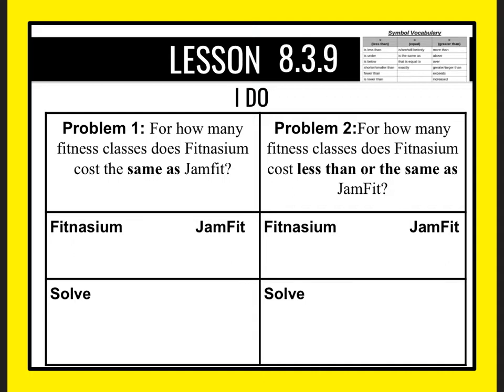So we're going to continue with the same as. So let's go write our Fitnasium. Our Fitnasium charged no registration fee, but they charged $8 per fitness class. So my fitness classes is my variable, 8x, right? JamFit was charging $50, and you can look at your guided notes, plus $3 per fitness class. So we want to know when the cost will be the same. And this is what we've been working on in class, right? So let's just go and solve this like we normally would, right?